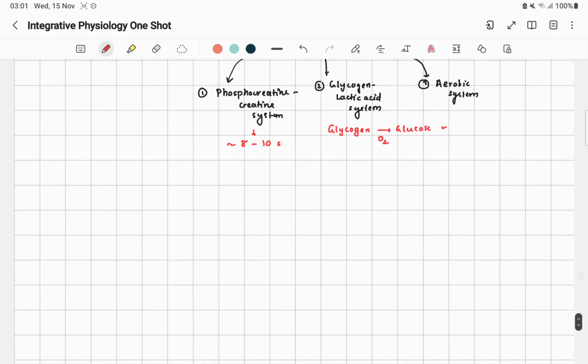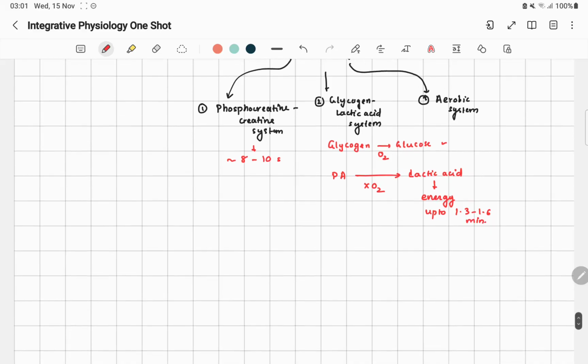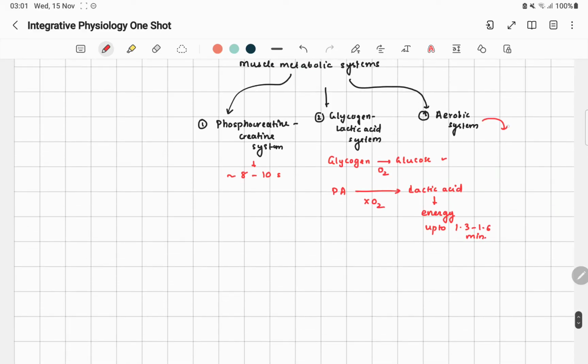Later on, if oxygen is unavailable, then glycolysis can continue, and this pyruvic acid, in the absence of O2, can be converted into lactic acid, and this can provide energy for up to 1.3 to 1.6 minutes. Then the aerobic system can provide energy for unlimited time, provided that the food stores are constant. So in all these three systems, energy is used to reconstitute the ATP.